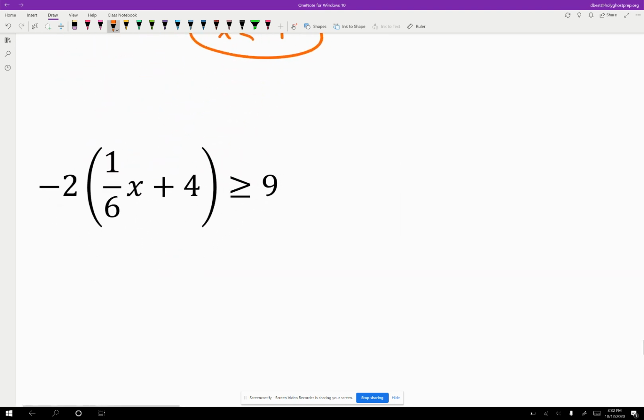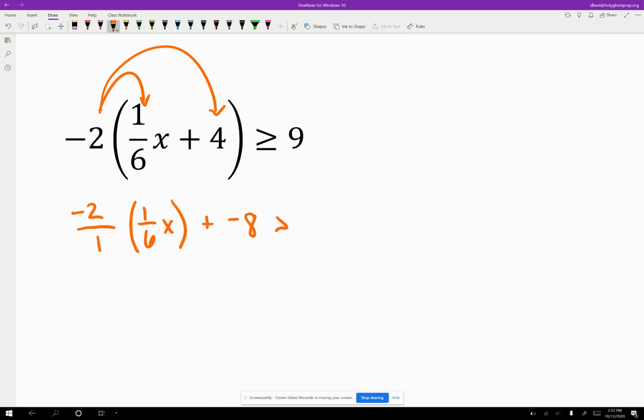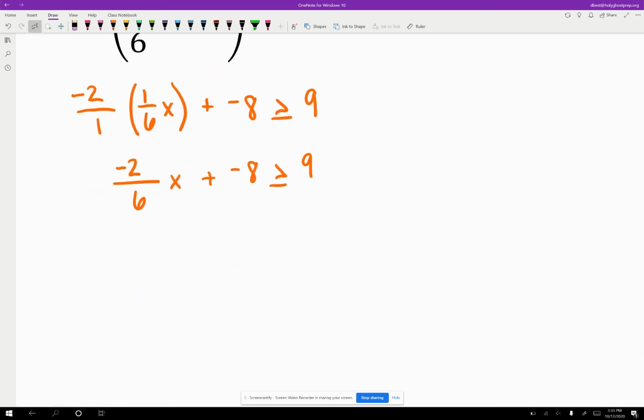And let's try one more with some fractions and distributing. So distribute first. So I've got negative 2, and I'm going to put it over 1 times 1 over 6x plus negative 2 times 4 would be negative 8, greater than or equal to 9. I'm going to clean up my fraction. So negative 2 times 1 is negative 2, over 1 times 6. And I still have my negative 8 greater than or equal to 9. So take over from here, see what you get.